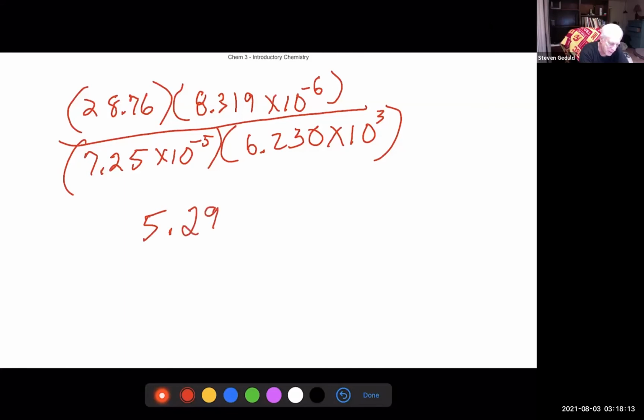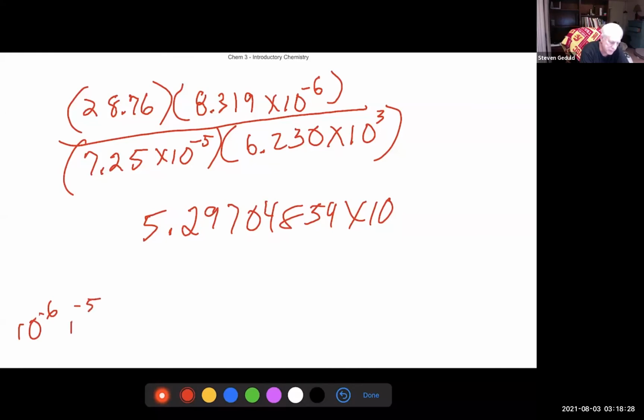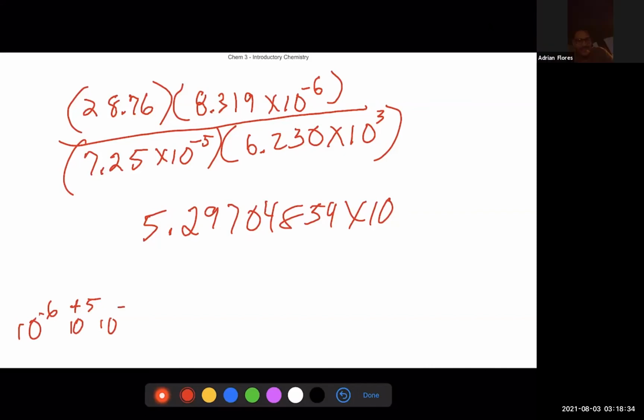5.29704854 times 10 to the, and we got negative 6, we got negative 5, and we got positive 5, I'm sorry, because you bring that up, change the sign. And then we have negative 3. So everything comes up. So we have 10 to the negative 6 plus 5 is negative 1. Negative 3 is negative 4.